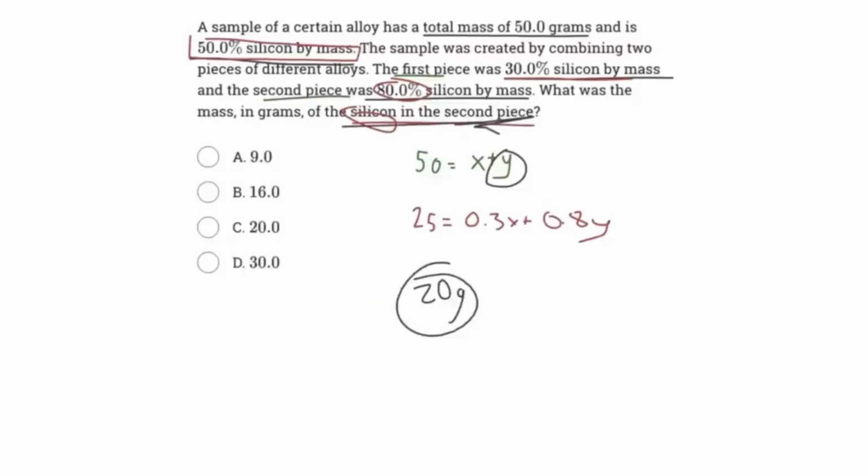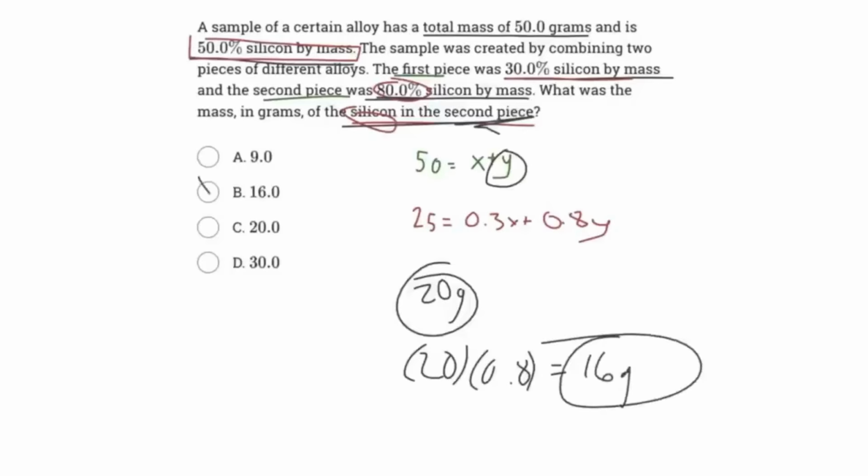To find the mass of the silicon in the second piece, we need to multiply it by that 80% factor, right? Because only 80% of that 20 grams is actually silicon. So 20 multiplied by 0.8 gives us a grand total of 16 grams of silicon. Therefore, B is our answer.